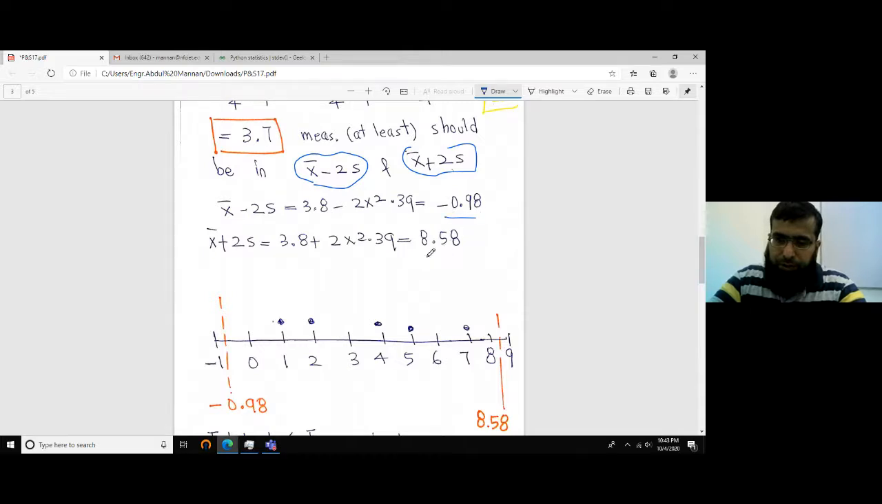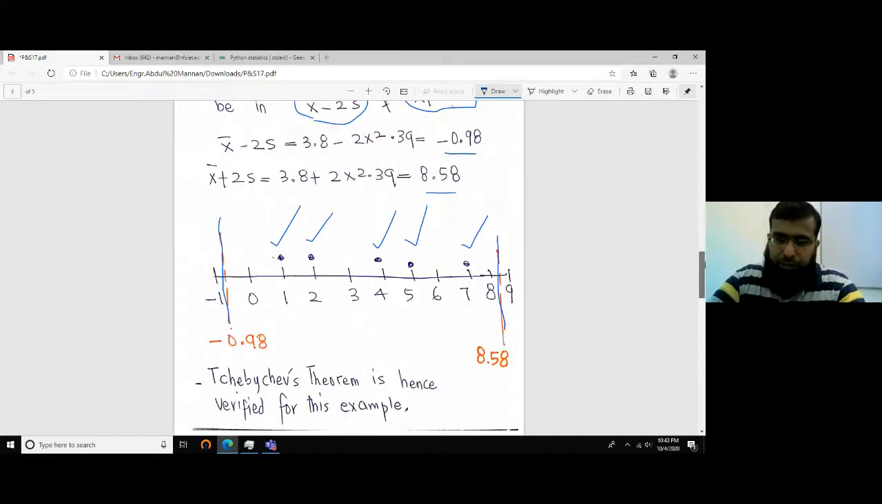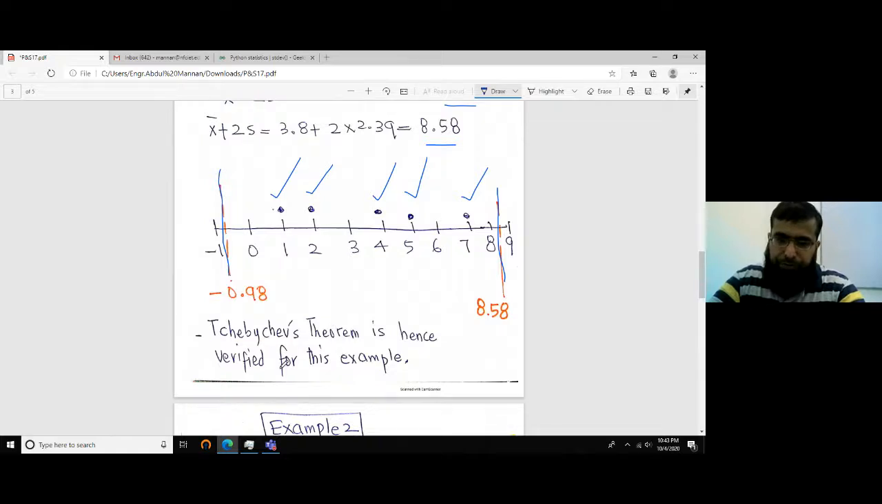So within this range defined by minus 0.98 and plus 8.58, we should have at least 3.75 observations. But let's see how many measurements we actually have: 1, 2, 3, 4, 5. We have all 5 measurements in this range. So we should have at least 3.75, but we actually have 5. This means we have verified Chebyshev's theorem for this example.